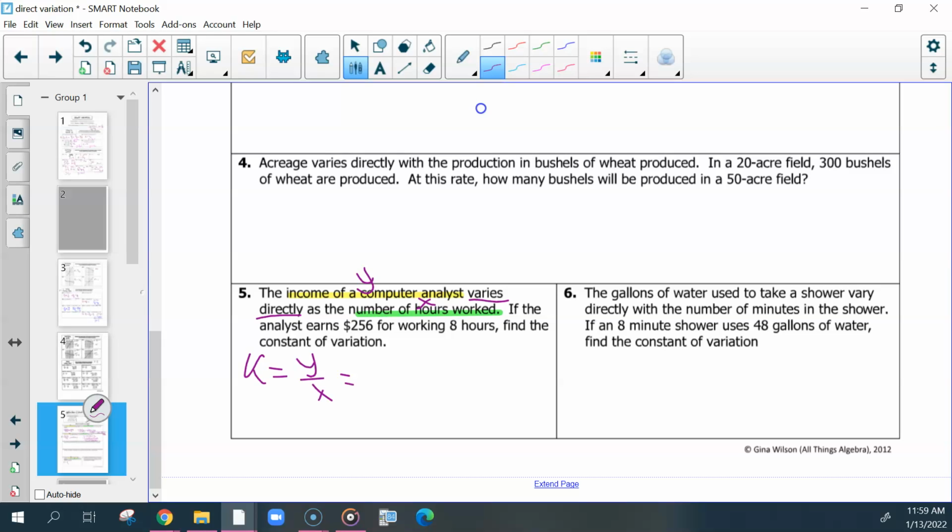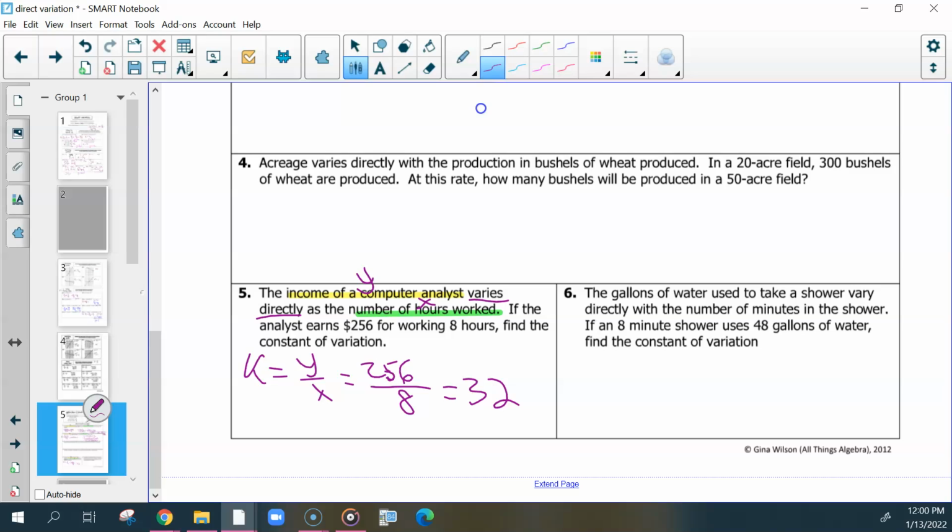So this would be 256 over 8. And whatever that is would be our constant K. Someone put that in your calculator and figure out what that is. These last two don't have units, but if you wanted to put units to them, you could say $32 per 1 hour would basically be what that constant pay would mean.